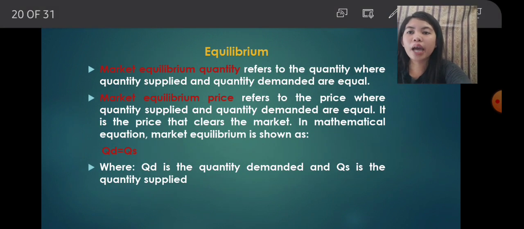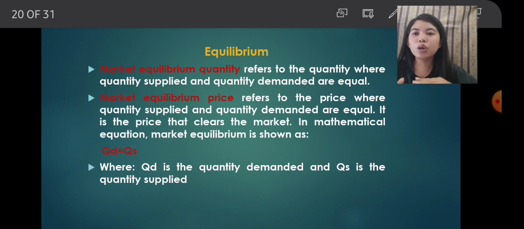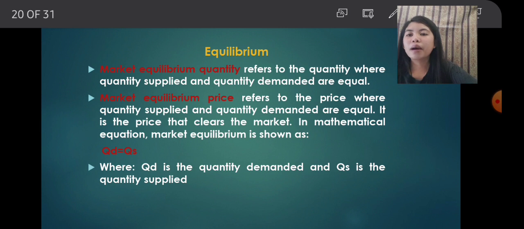So, next is equilibrium. Market equilibrium quantity refers to the quantity where quantity supplied and quantity demanded are equal. Dito natin makikita yung equality between the quantity supplied and the quantity demanded. Market equilibrium price refers to the price where quantity supplied and quantity demanded are equal. It is the price that clears the market. In a mathematical equation, market equilibrium is shown as QD = QS, where QD is the quantity demanded and QS is the quantity supplied.